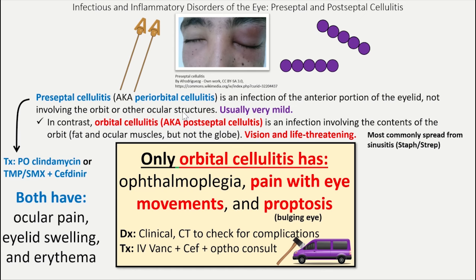The treatment is IV vancomycin plus IV ceftriaxone plus an ophthalmology consultation. So I have my vancomycin, van for vancomycin, get your nice MRSA coverage, as well as our ceftriaxone, Axe.